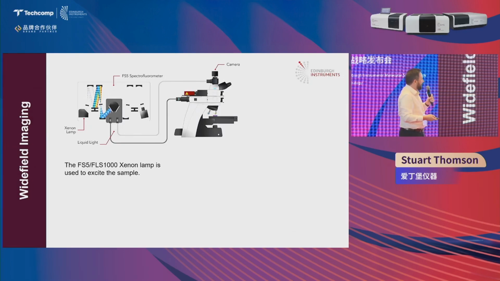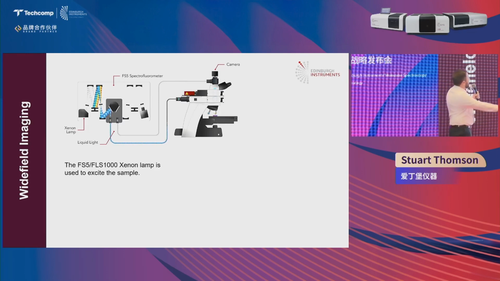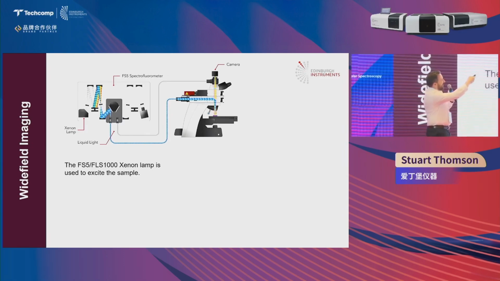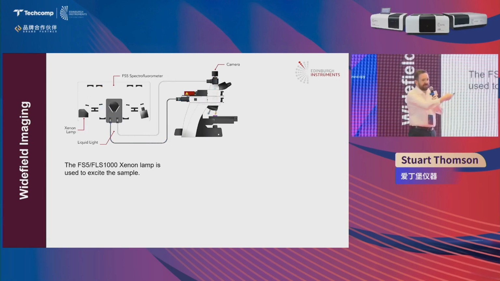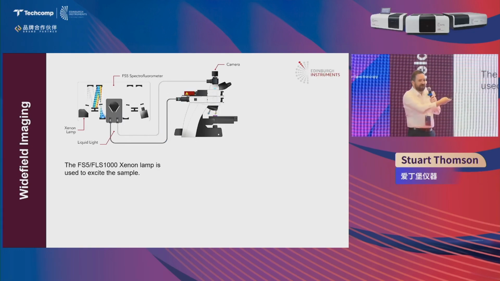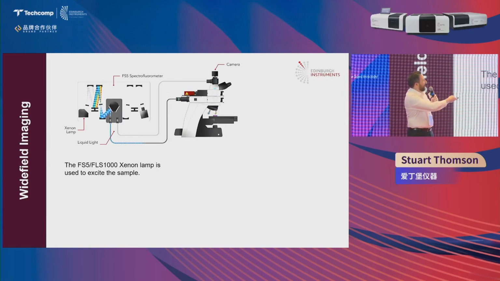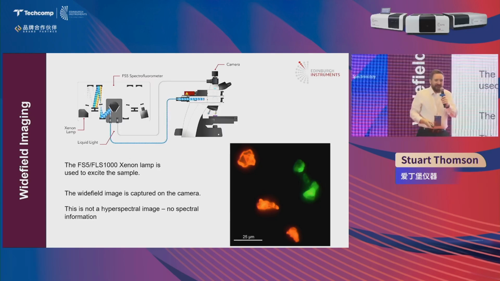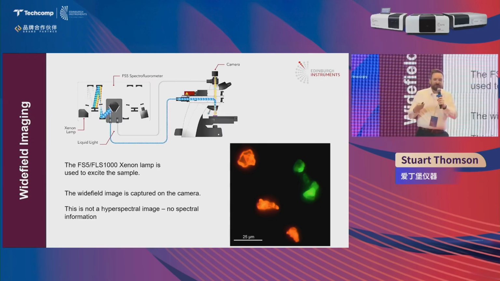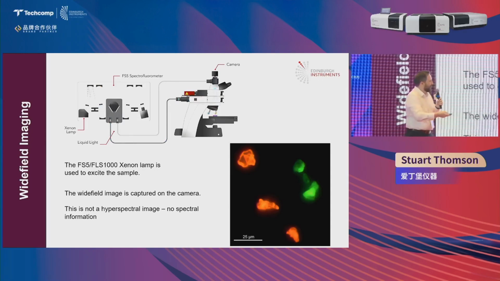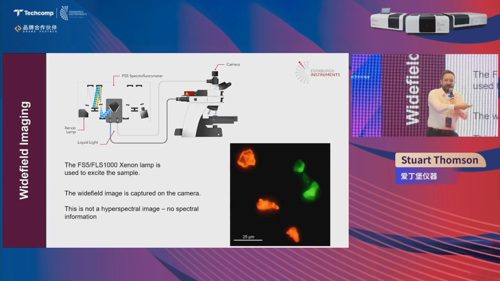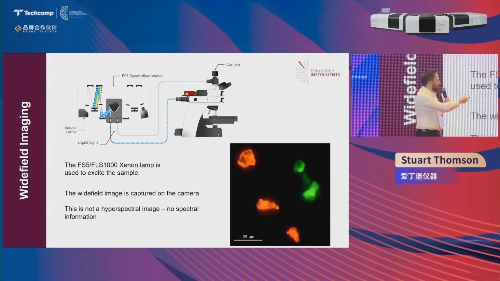In wide field imaging, we're using the xenon lamp, in this case of the FS5, and then we're sending that to the microscope to excite the sample. And then we're detecting the emission using the CMOS camera of the microscope. And this is an example of wide field imaging of some phosphor nanoparticles. We can see here we've got two different types of nanoparticles. One emits orange and one emits green.